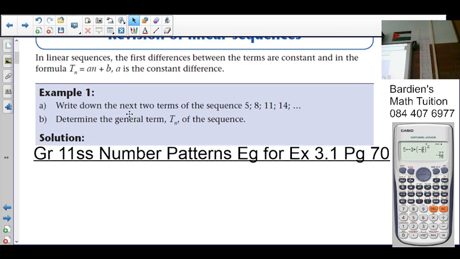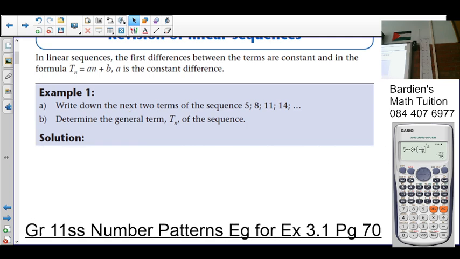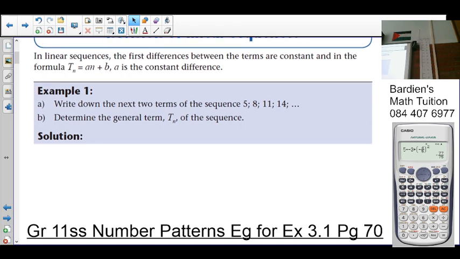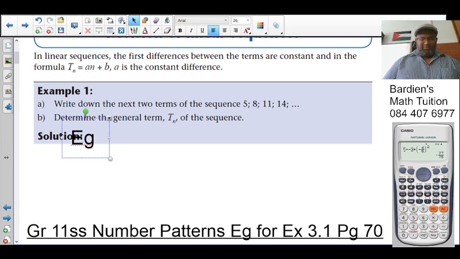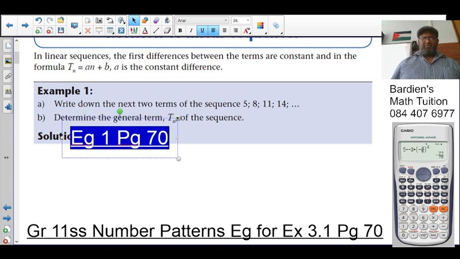in a linear sequence, the first differences between the terms are constant, and in the formula Tn is equal to An plus B, A is the constant difference. That's basically the number we're adding or subtracting all the time. Do you guys understand? Alright, so let's look at the first example, and example 1 is on page 70, and the exercise on page 70.